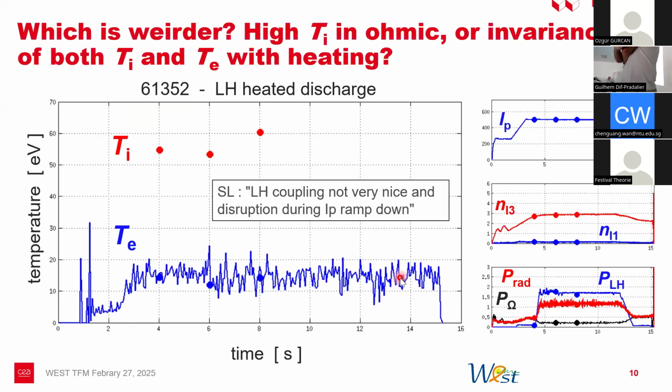So, which is weirder: high temperature in ohmic discharges with no heating, or the invariance of both Ti and Te with heating? This is a discharge with a bit higher plasma current, 500 kiloamps. Again, we make three measurements with the system. Density is a bit higher, 3×10^19, so one might expect the temperature to be a bit lower.